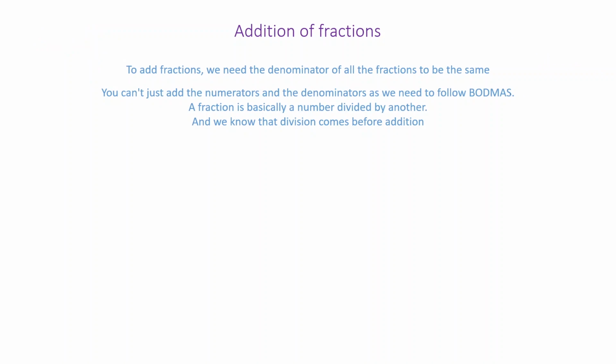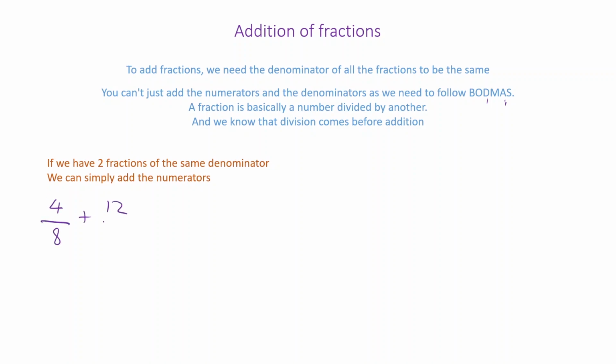We have to follow the rules of BODMAS. BODMAS says that division comes before addition, and fractions are just a number divided by another number. If we have two fractions of the same denominator, we can just simply add the numerators. For example, 4 over 8 plus 12 over 8. Now, all we have to do is add the numerators and keep the denominator the same. 4 plus 12 gives us 16, and we keep the denominator the same. Now 16 over 8 is just 2.